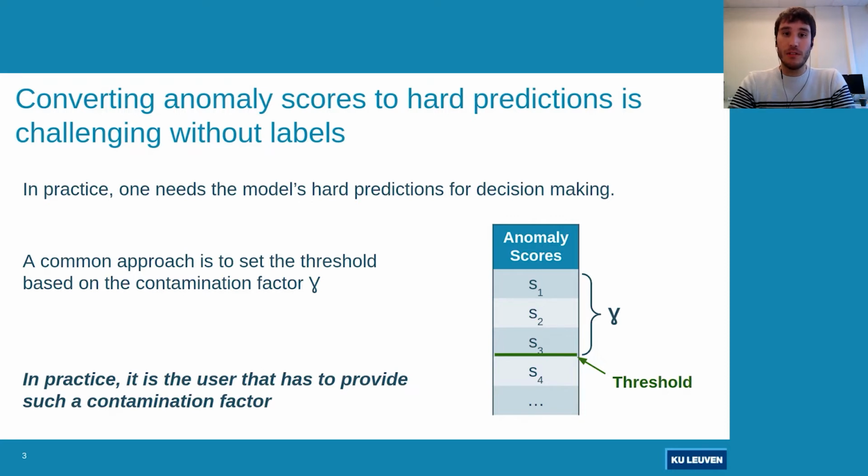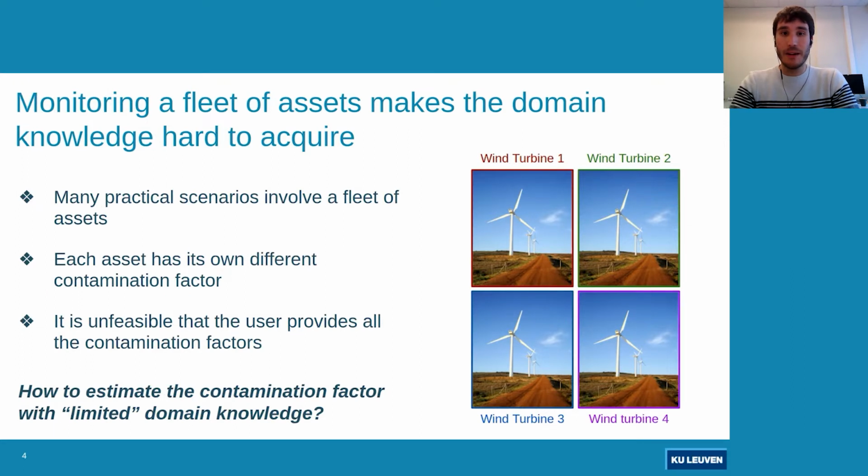Under the typical unsupervised setting, the common approach is to take advantage of the contamination factor gamma. But in practice, it's the user that has to provide such a contamination factor, based on domain knowledge. In many practical scenarios, this is not feasible though.